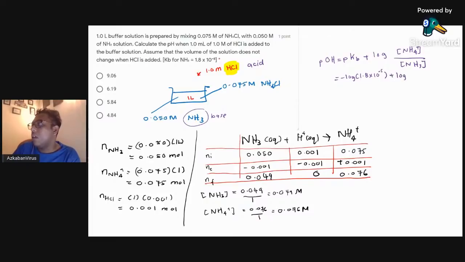Tambah log 0.076 bahagi 0.049. Ni you akan dapat, which is equal to 4.94. So pH is equal to 14 minus 4.94, which is equal to 9.06. Jawapan adalah ini.